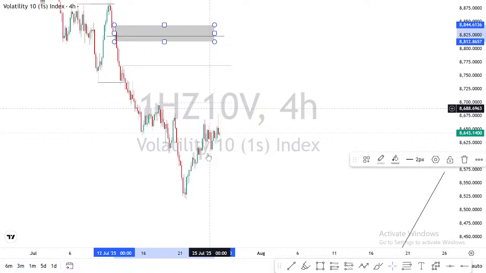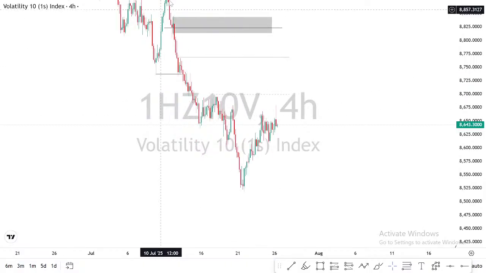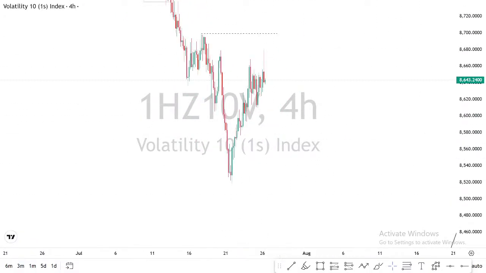This is an interest candle here. I'm expecting market to break this high. But if this high is not broken, I'm not expecting it here yet. So if this high is not broken and market comes back to break this low, this is a move to the upside.